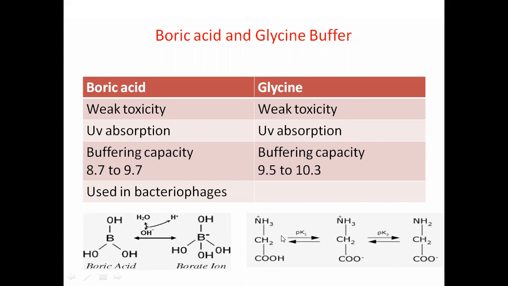And according to Henderson's equation, this can be treated as the unionized molecule, and this can be treated as the ionized molecule. And in the next range, this can be treated as the unionized molecule, and this can be treated as the ionized molecule. So by changing the ratio of these two ions and this Zwitter ion, you can maintain the pH at two different pKa values. And these are all the important information about the glycine buffer.